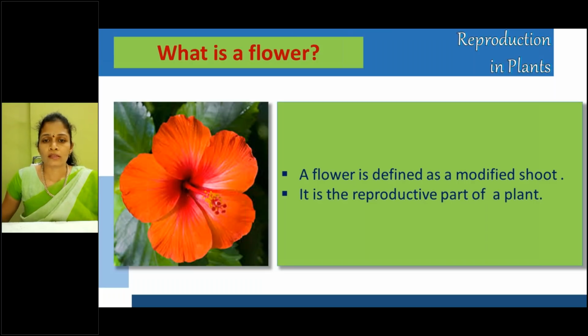Why is the flower a modified shoot? Because the flower is a specialized structure which can reproduce seeds, and the seeds can grow into new plants. Hence, the flower is the reproductive part of a plant.